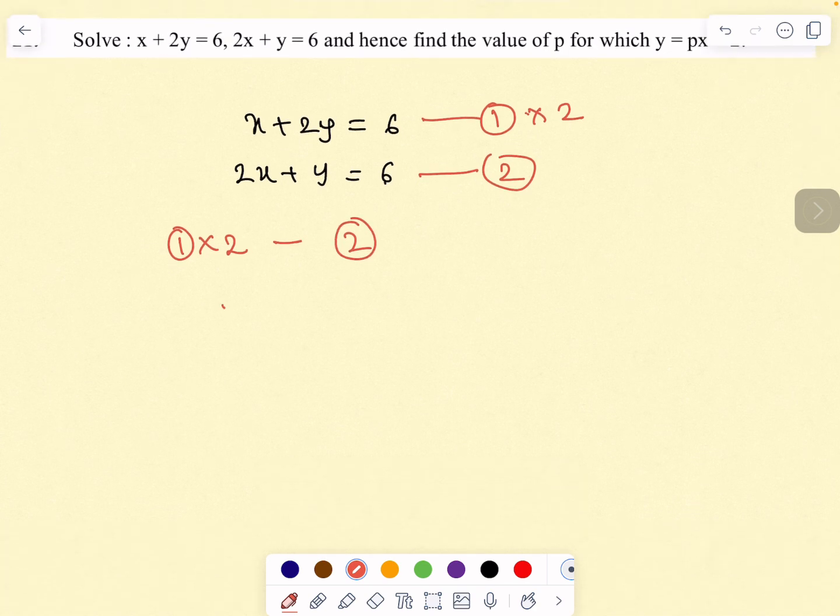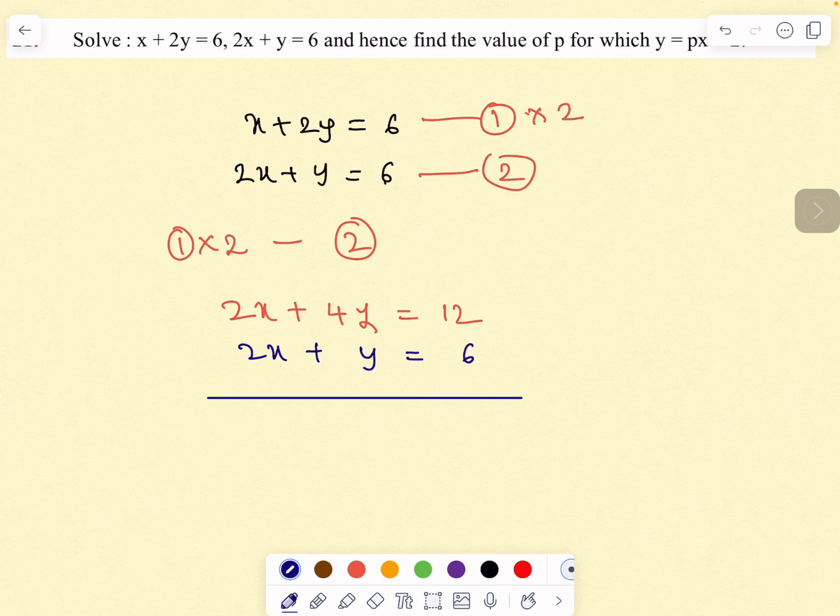So equation 1 into 2 is 2x plus 4y equal to 12. Just subtract this from the equation 2x plus y equal to 6. Put minus, minus, minus. So 2x gets cancelled, 4y minus y is 3y, 12 minus 6 is 6. So y equal to 6 by 3, y equal to 2.